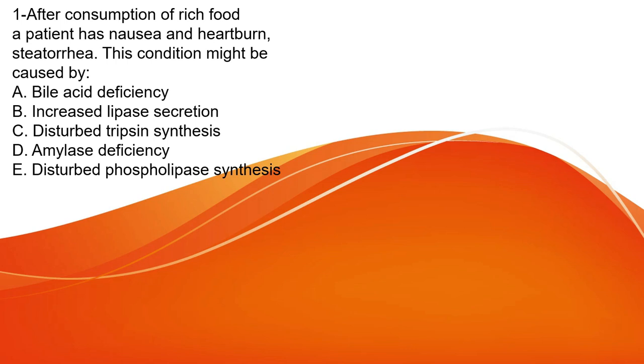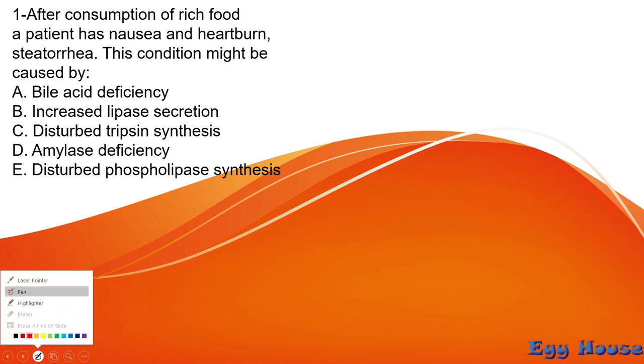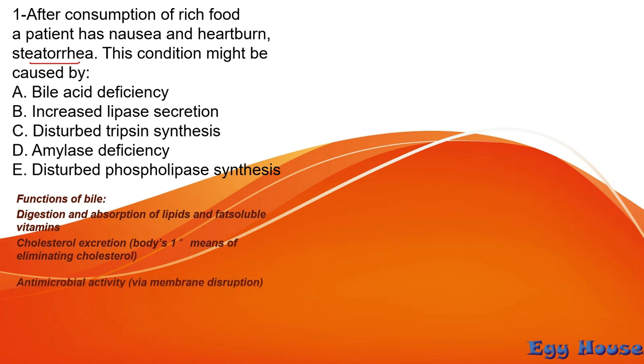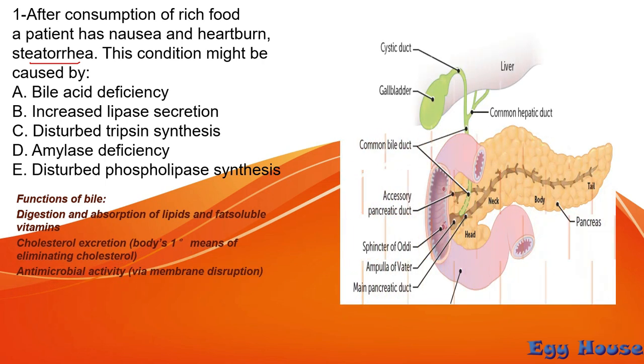In this question they are saying that the patient has a condition called steatorrhea because he consumed food rich in lipids that caused him nausea and heartburn. Steatorrhea is the presence of undigested lipids in the stool. So this is because of bile acid deficiency. Why? Because functions of bile are digestion and absorption of lipids and cholesterol excretion.